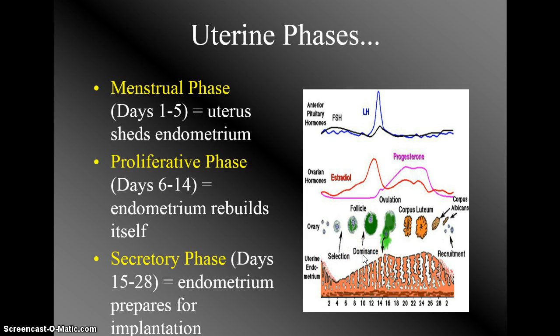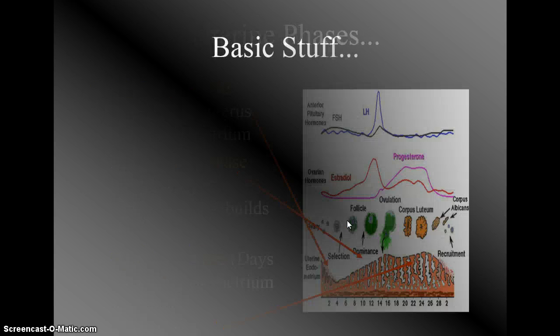So I guarantee you will see 2 or 3 questions asking you the name of phases, either in the uterus or in the ovary. So you need to make sure that you're comfortable with when those are occurring. Ovulation is always the end of one cycle and the beginning of the next.